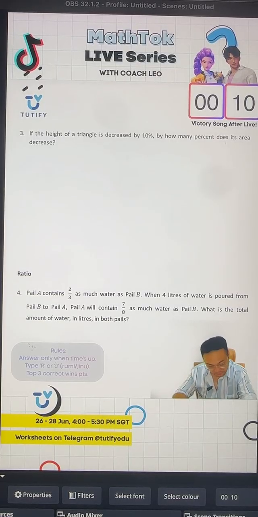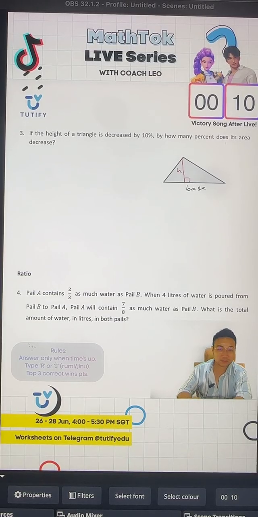So students, just a quick revision. This is a triangle, and this is the base of the triangle. Where is the height? The height is always 90 degrees to the base. Always 90 degrees to the base. How do you find the area? The area is half times the base times the height. Okay? Now, they say that if you decrease the height by 10%, students, original height is 100%.